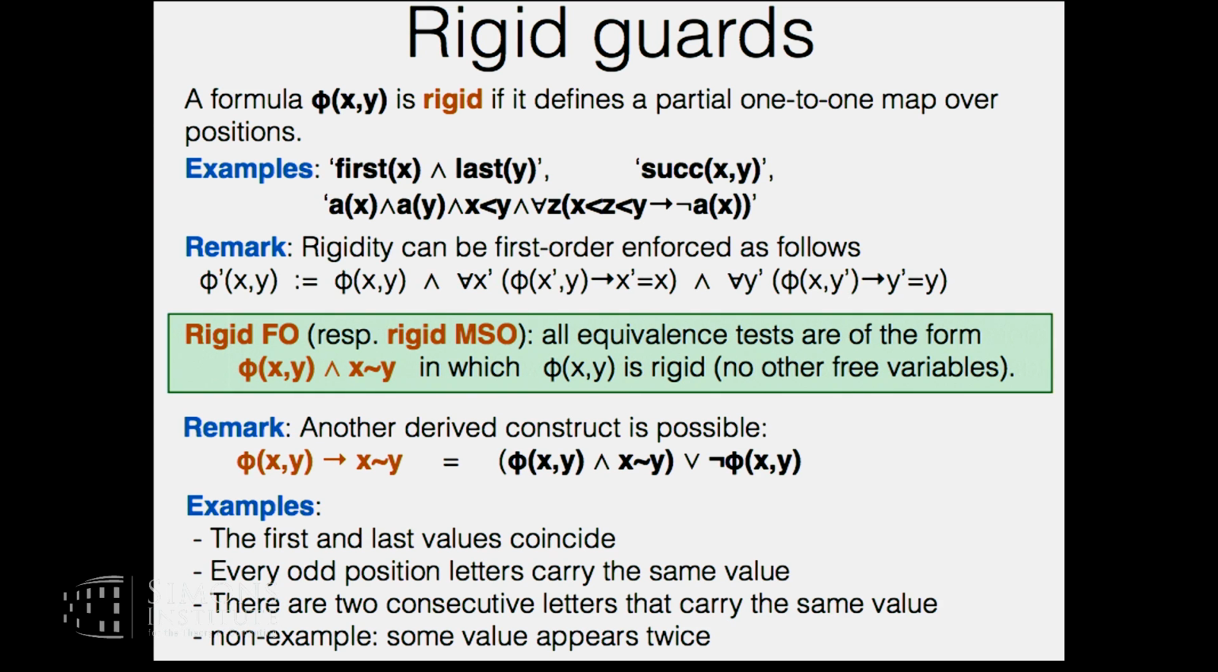There are two consecutive letters that carry the same value. You can also do it just by saying there exist x and y that are related by successor and share the same value. But if you want to do something like some value appears twice, that was so easy: there exists x different from y, and x is equivalent to y. Then it's impossible to guard it because you have no clue what relation would allow you to jump from x to y.